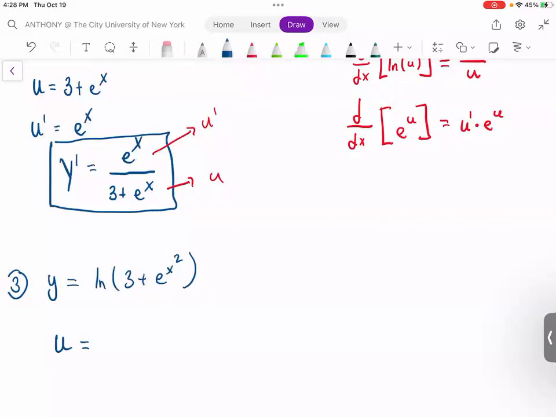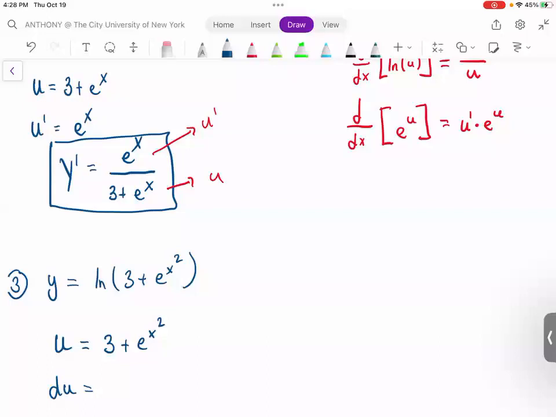That's right. Your u is going to be 3 plus e to the power of x squared. Now we have to take our derivative. What is the derivative of 3 again? 0. That's going to go away. Now be careful here, because the next term does not say e to the x. It says e to the power of x squared.